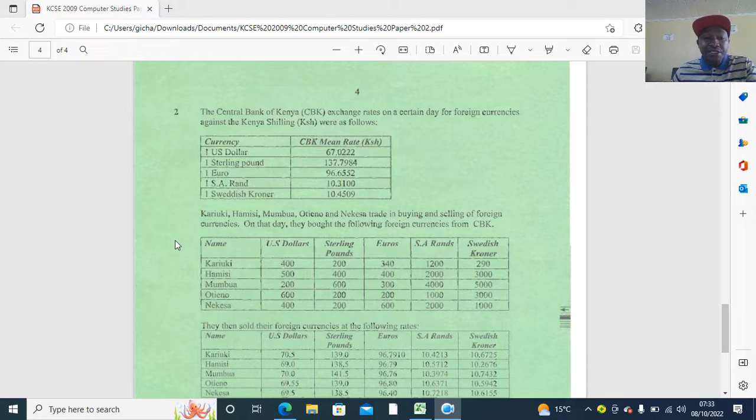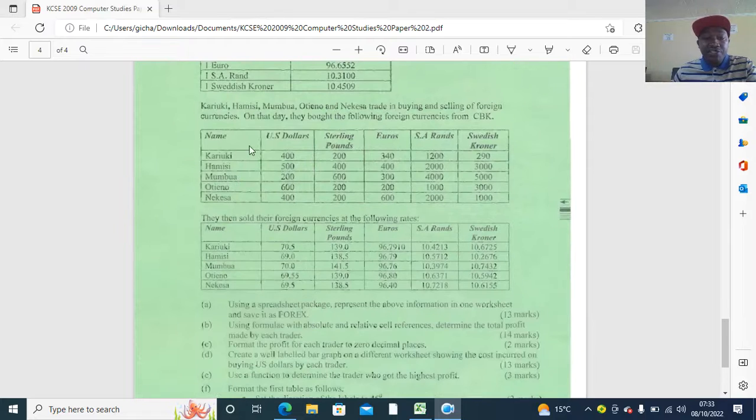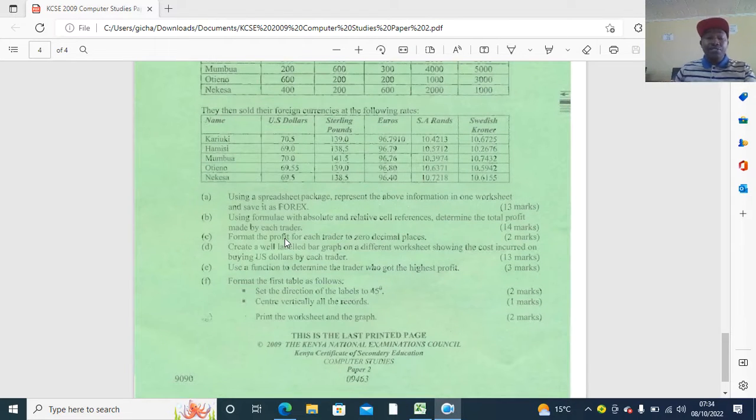On that day, they bought the foreign currencies. So we have the table showing the currencies bought. They then sold. Then this one table shows how the currencies were sold. So using a spreadsheet package, represent the above information in one sheet and save it as Forex.